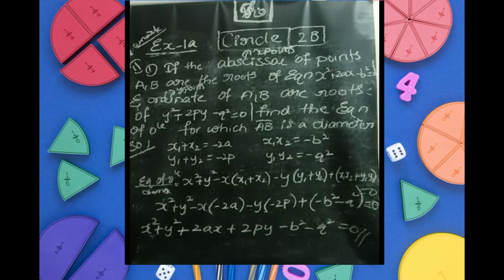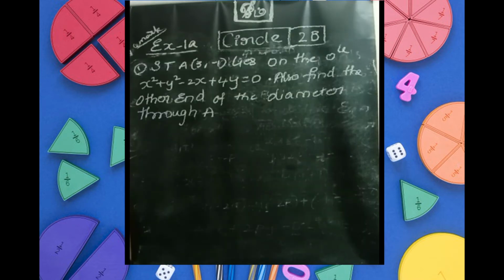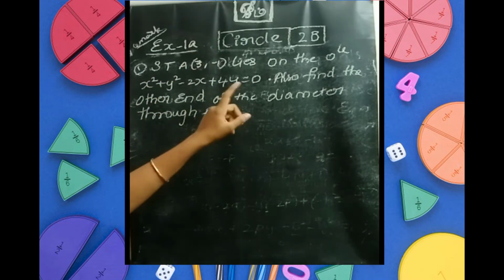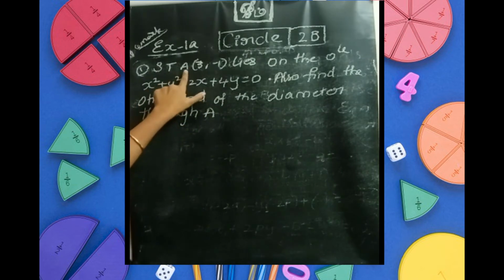Okay. Next we go for another problem. This is another problem. Show that the point 3 comma minus 1 lies on the circle. That means they have given a point.